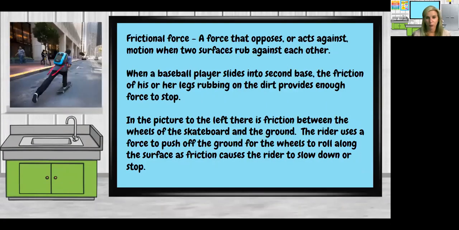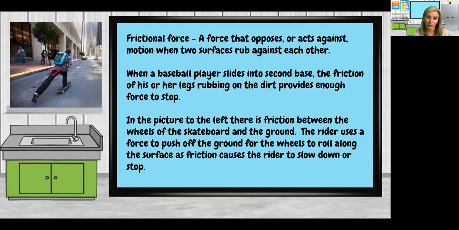Now, a frictional force is one that we use in our lives every day just for basic motion, for walking on the ground. Friction is what keeps your shoes and the ground from slipping, keeping you from falling, between the surface of your shoes and the surface of the ground. So let's define what a frictional force is: a force that opposes or is against motion when two surfaces rub against each other.